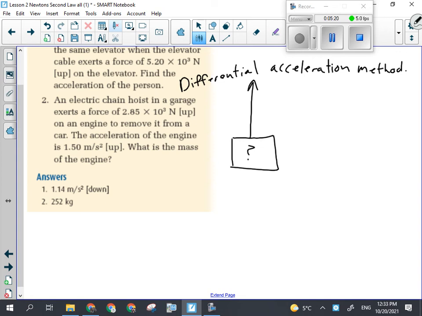Okay, so I've got the applied force of the chain hoist, which they tell me here is 2,850 newtons. Okay, and what other force? Force of gravity. Yeah. Okay, which is m times g. The other thing they tell me is the overall acceleration is 1.50 meters per second squared. Okay, that's actually my net acceleration because it's the result of the net force. Right? If something accelerates, it's because there's a net force. That's the acceleration caused by the net force.